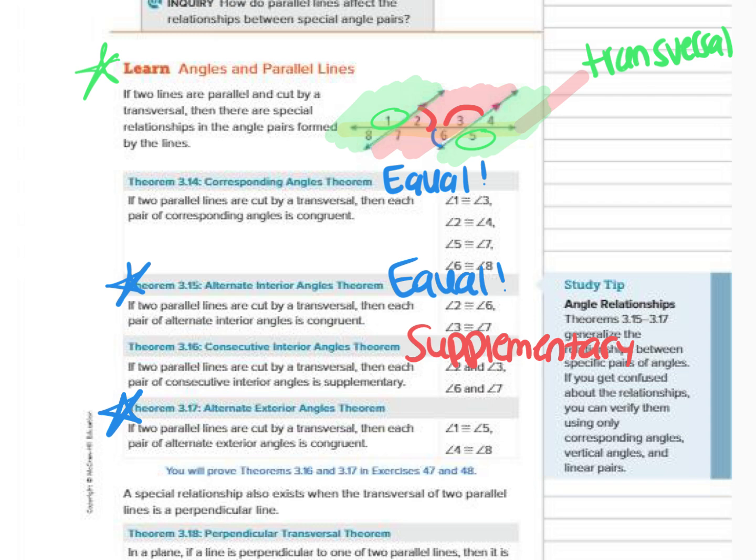So again, looking at angle 1 and angle 5, angle 1 is obtuse, angle 5 is also obtuse. The next example says angle 4 and 8. Angle 4 is acute. Angle 8 is acute. So if I ever have a pair of alternate exterior angles, I should know that they are equal measure.